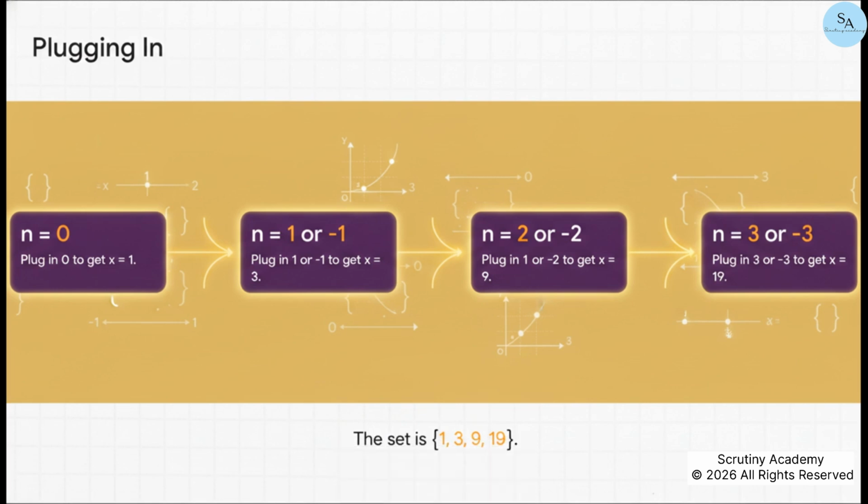If we plug in n equals 0 to our formula, x equals 1. Because squaring a negative gives a positive, plugging in either +1 or -1 gives the exact same result, x equals 3. Plugging in positive or -2 gives us x equals 9, and plugging in positive or -3 gives us x equals 19. Look at that. We've generated our list. Our final roster form is simply the set 1, 3, 9, 19. You literally just conquered a hard board exam question by taking it one logical step at a time.